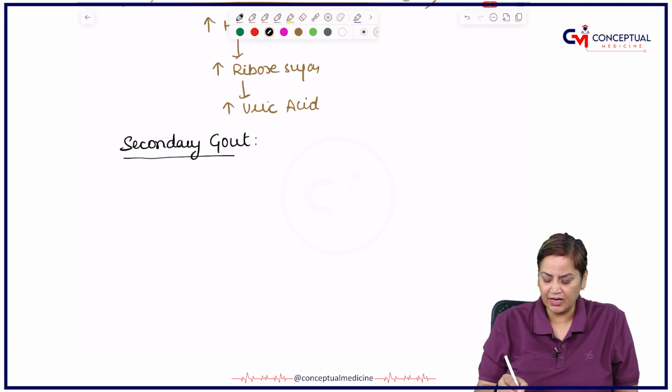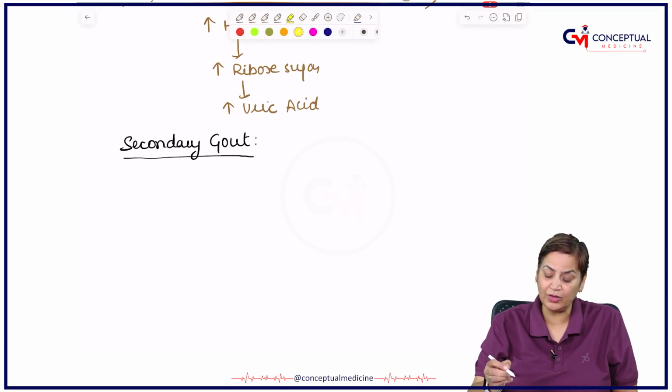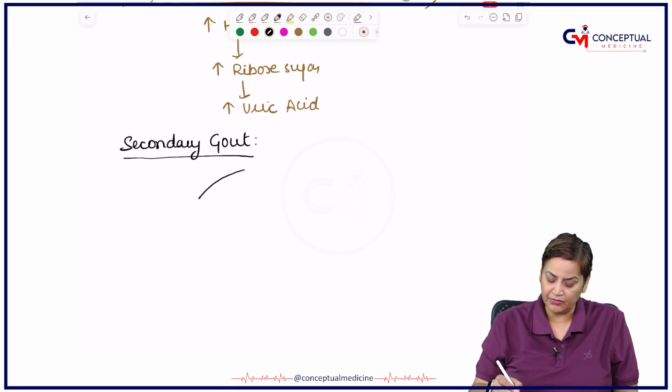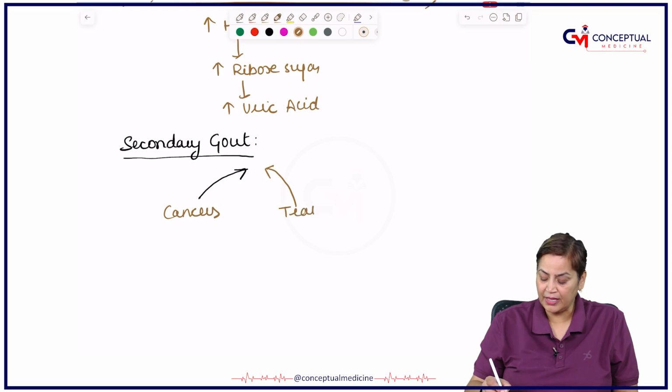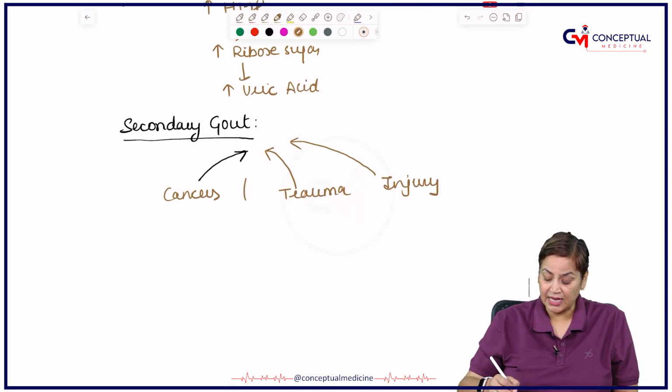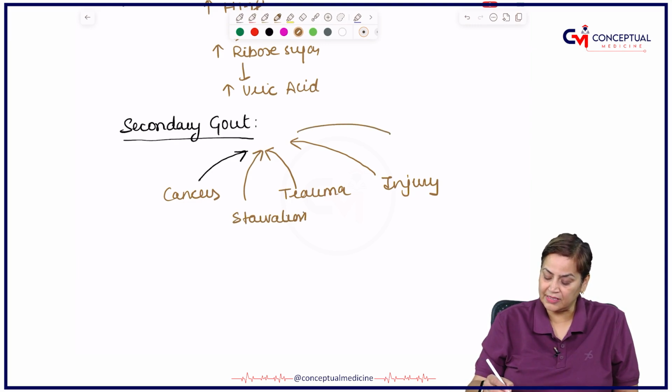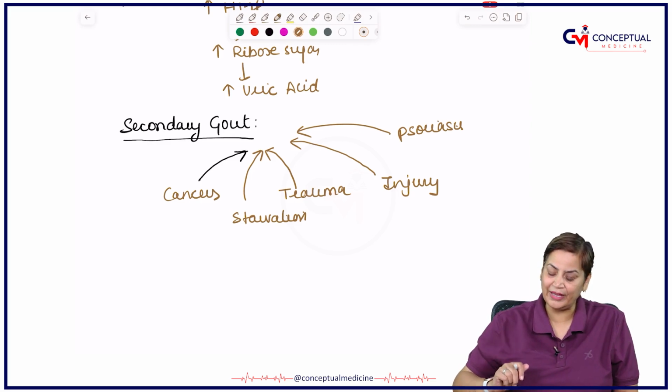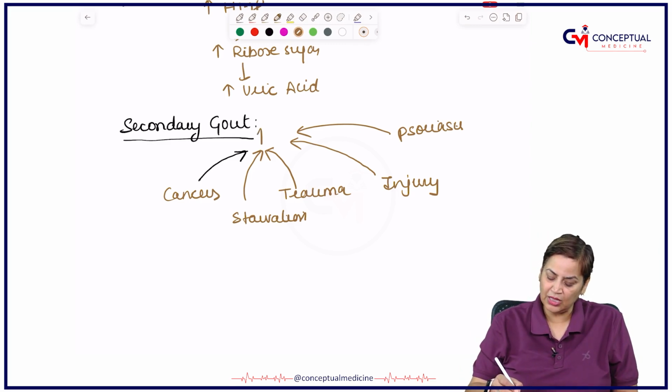Now if we talk about secondary gout, there are so many other reasons which can also lead to increased uric acid. The most common one, if I talk about different types of cancers, right. Similarly, we can say that any kind of trauma in the body, any kind of injury in the body, right. So you can say starvation also to some extent, or psoriasis. So many reasons are there, but they are indirectly related to increased concentration of uric acid. So they all will lead to hyperuricemia.